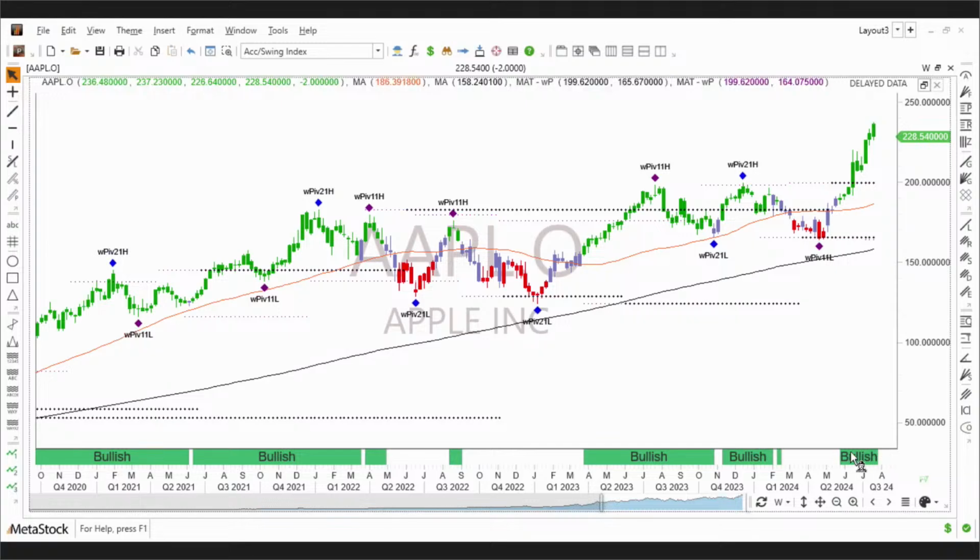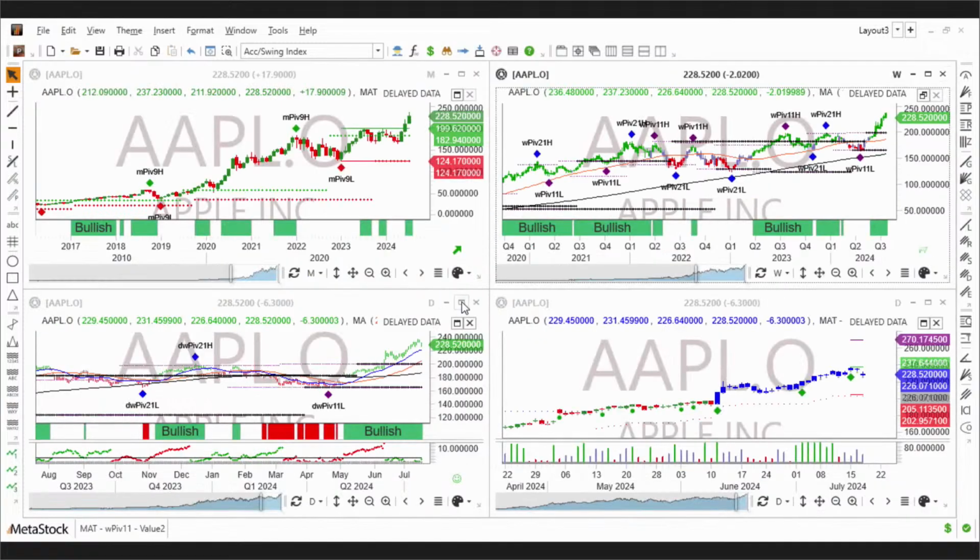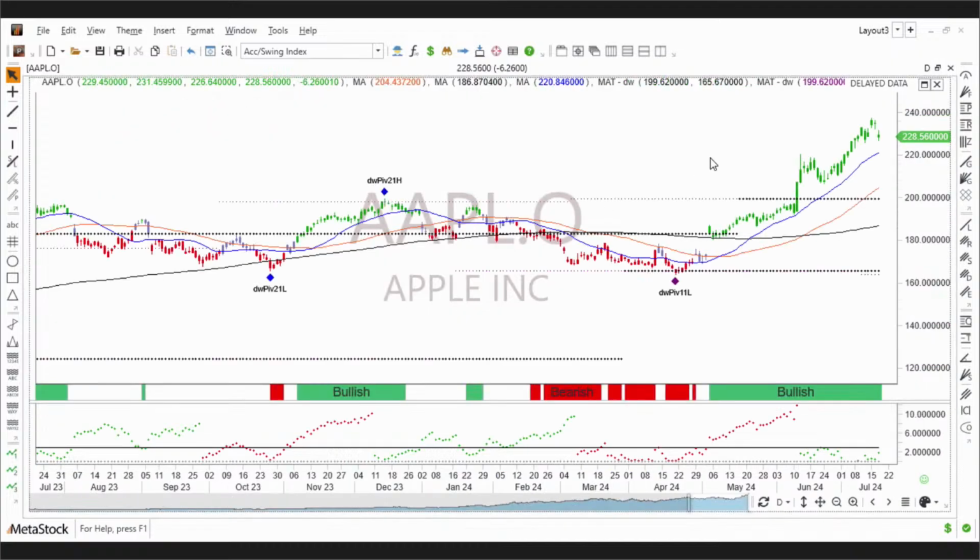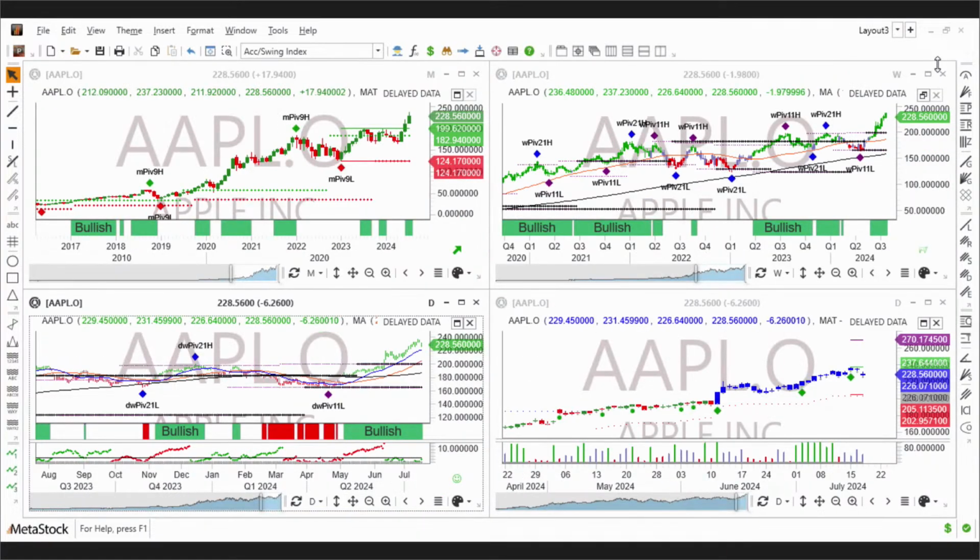You'll notice that the ribbon says bullish in the bottom right corner. So that is aligned with the monthly time frame. And then a quick look at the daily time frame. You can see that the bars are green, above the moving averages, and the ribbon also is bullish. So we have that multi-time frame alignment. The monthly, the weekly, and daily are aligned.